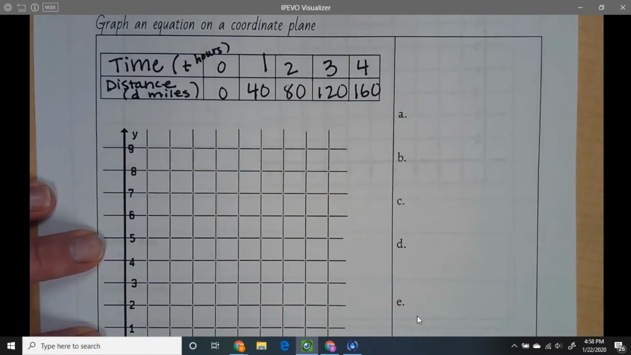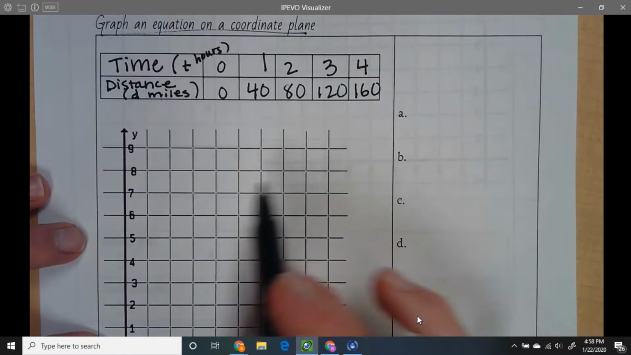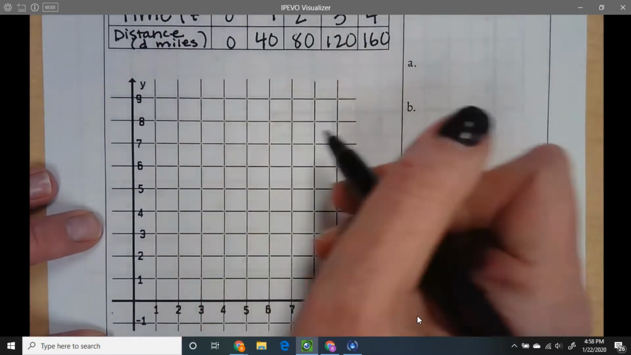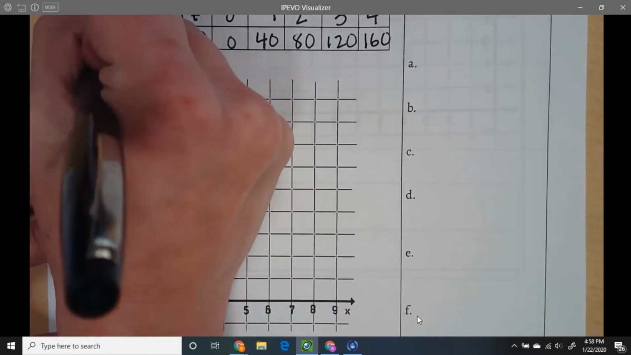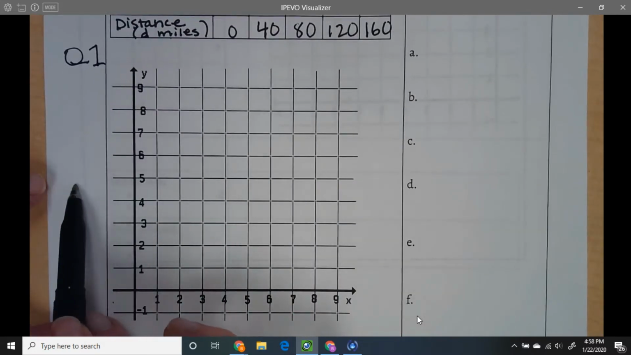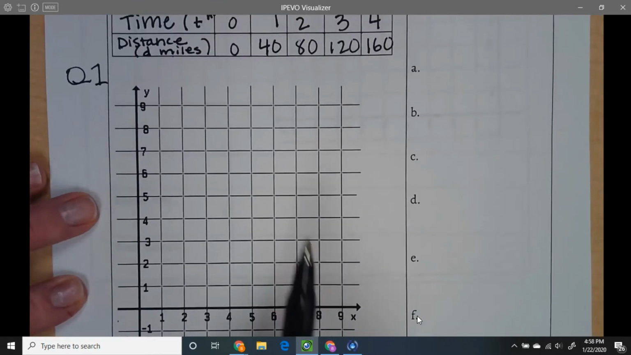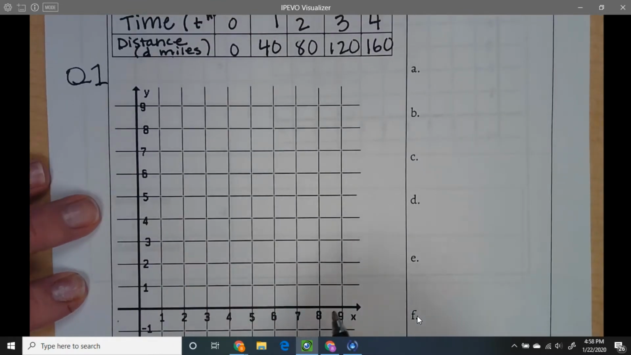Okay, so we're going to learn to graph an equation on a coordinate plane. You can see this is the coordinate plane. We have only quadrant 1 right here, because we're only in the positive numbers. Quadrant 2 would be over here, 3 would be down here, and 4 would be over here. So we're only working with quadrant 1.